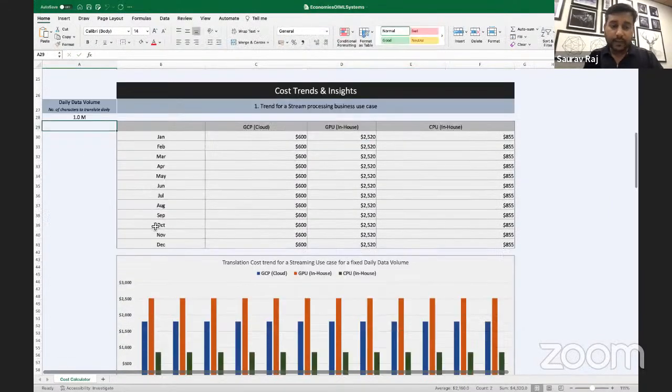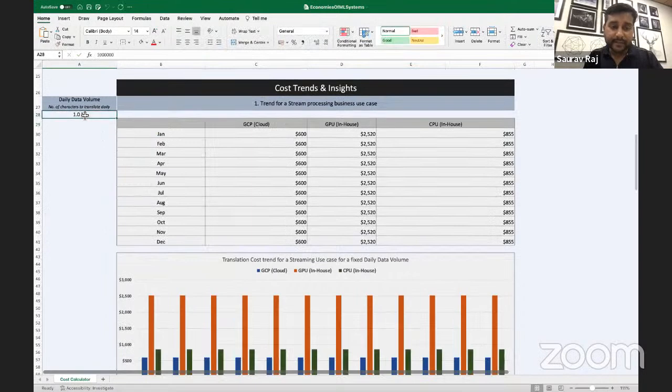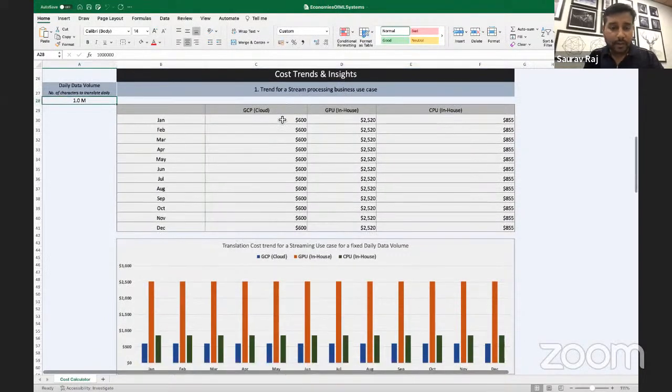So I've set the data volume to 1 million characters from where we started. Actually, we saw earlier that it is $600 when we are subscribed to GCP. It is $2,500 approx when the service is running in-house, but on GPUs, and it is $850 when the service is running in-house on CPUs.